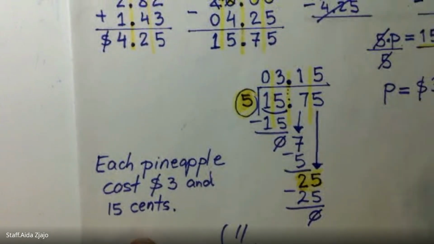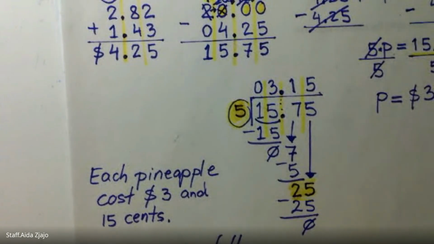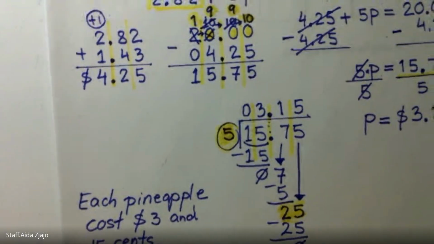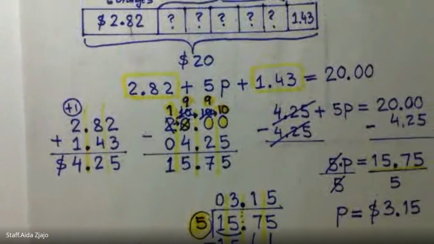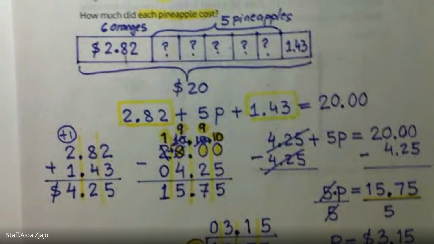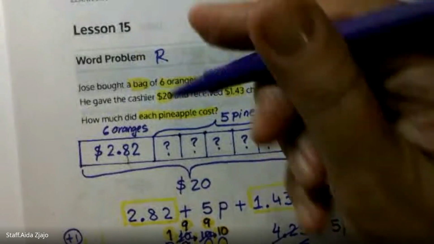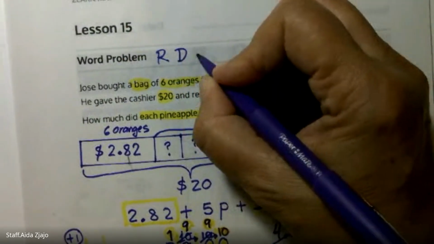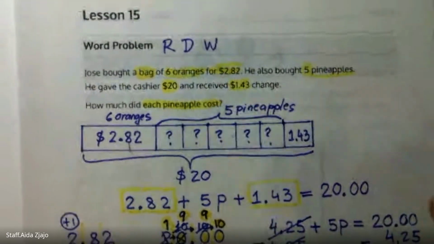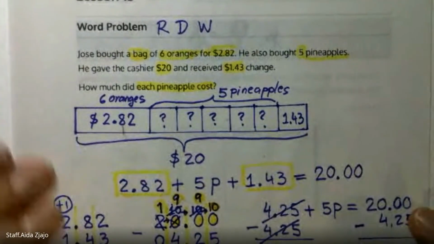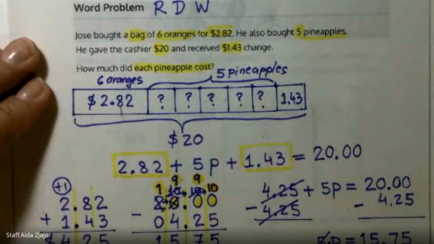Okay, that was Mrs. Z, and that was lesson 15. It was a word problem. We did read, we draw a picture, and we write our statement answers. All right. Thank you for listening, guys.